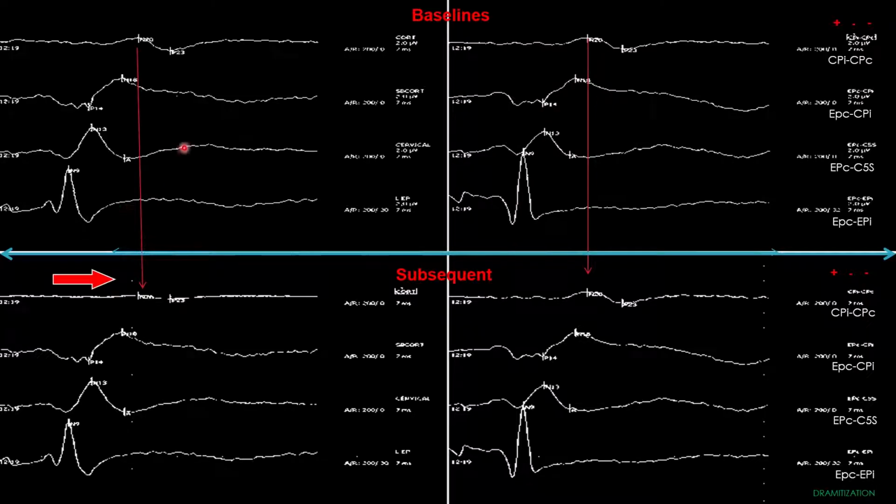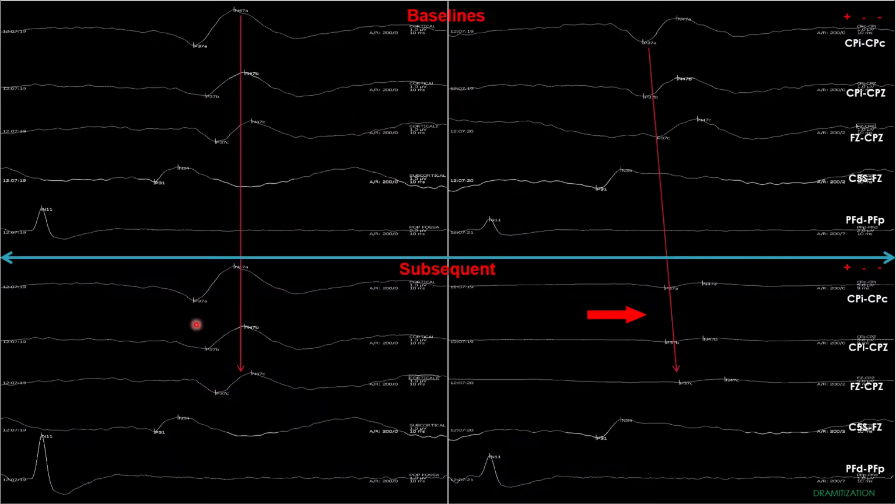Here's another upper SSEP, left side, right side. This is later on into the case, where you see a unilateral cortical change. Here's a lower SSEP baseline, left side, right side. Subsequent into the case, you see a unilateral cortical change in all three of the cortical derivations here. Subcortical looks good. The peripheral response looks fine.